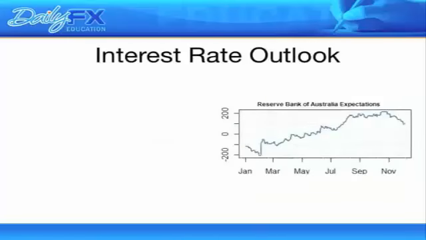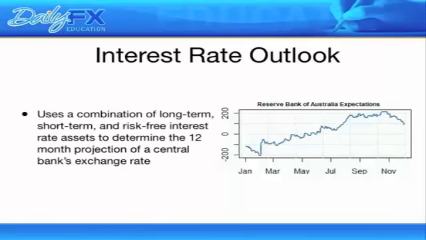Forecasting rate decisions is notoriously speculative, yet the market can be efficient at predicting rate movements. To take advantage of the collective wisdom of the market to forecast rate decisions, the interest rate outlook portion of the report uses a combination of long-term, short-term, and risk-free interest rate assets to determine the cumulative 12-month projection of a central bank's exchange rate. This particular report includes the Reserve Bank of Australia, or the RBA, as the Australian dollar is one of a few currencies still considered to be a high yielder.